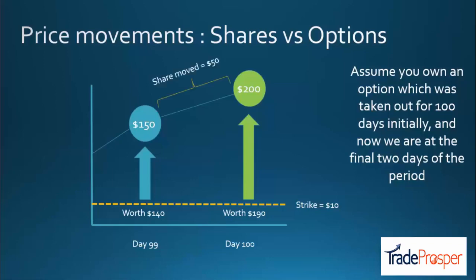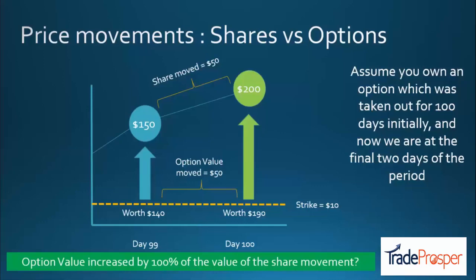So let's look at this. The share moved from $150 to $200. That's a $50 move in the share price itself. How much did the option price move? Well, it went from $140 to $190, which coincidentally is also $50. Now that should make sense at this point, because think about it. We only moved one day forward, and this was right at the end of our option expiration. So the option value increased by 100% of the value of the underlying shares.